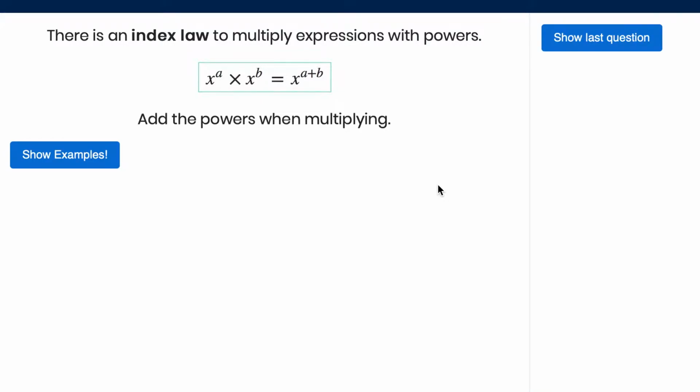In this video, we'll learn how to use the index law for multiplying expressions with powers. We'll also show you why the law exists and give you two bonus questions that a lot of students often get wrong, so you don't get caught out yourself.